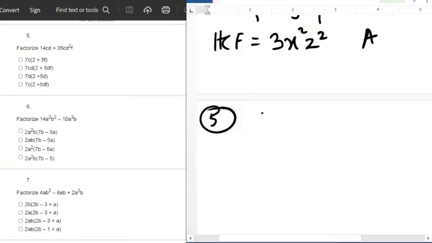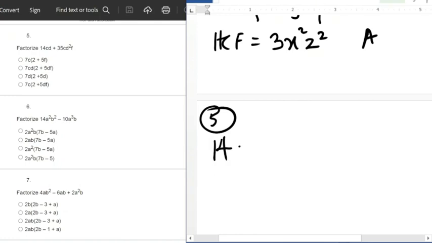For question number 5, you are asked to factorize 14CD plus 35CD squared F. There are two methods we can use: the factor method, or the diagram method. Let's choose both for this first question. The first thing we're going to do is find the highest common factor of the terms.